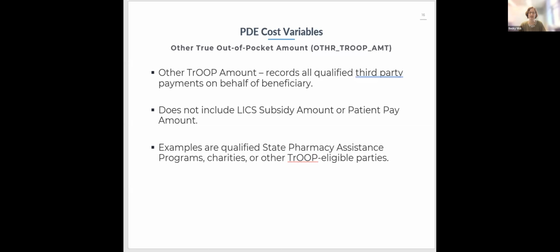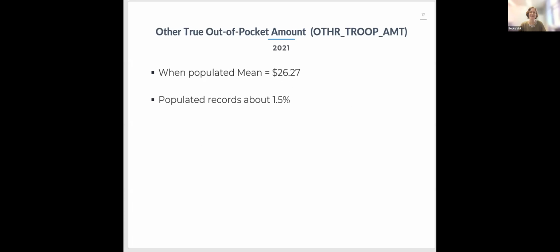So yes, if I did not already say that, this amount would count towards the beneficiary's TROOP. It seems kind of obvious, but yes. When it's populated, the mean was about $26. But just a really small percentage of records have a value above 0, only 1.5%.